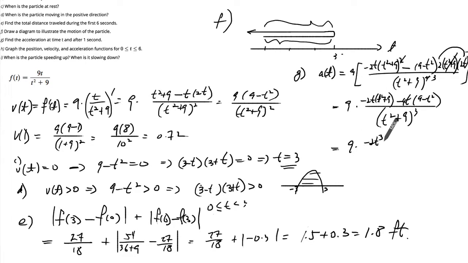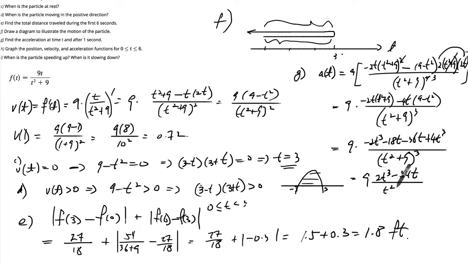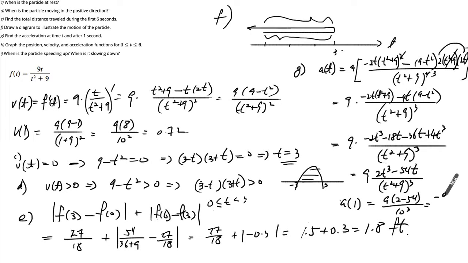So minus 2t cubed minus 18t minus 36t plus 4t cubed. So I think we just collect these two. Almost done, right? So 2t cubed and minus 54. Okay, so in here we're going to plug in 1. Acceleration at 1 second. So it's 9 times 2 minus 54 over 1 plus 9, so 10 cubed. So that's minus 9 times 52 over 1,000. So it's minus 0.468.